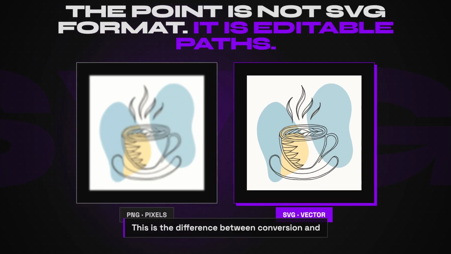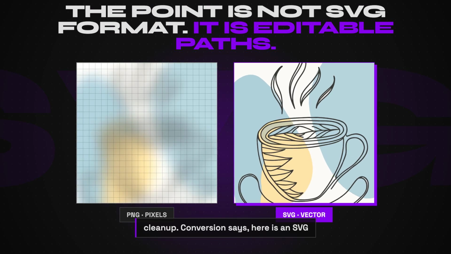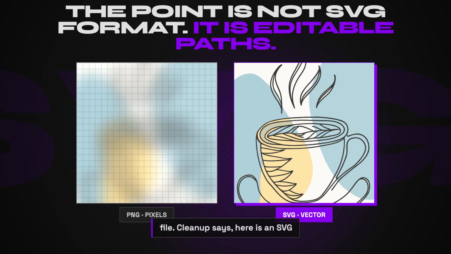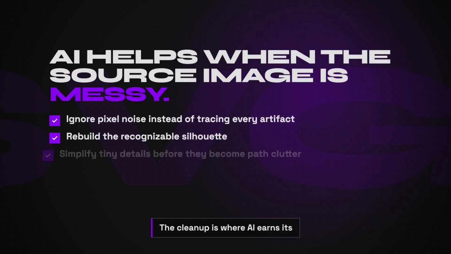This is the difference between conversion and cleanup. Conversion says, here is an SVG file. Cleanup says, here is an SVG you can open, edit, resize, recolor, optimize, paste into code, and keep as the master file. The cleanup is where AI earns its keep.